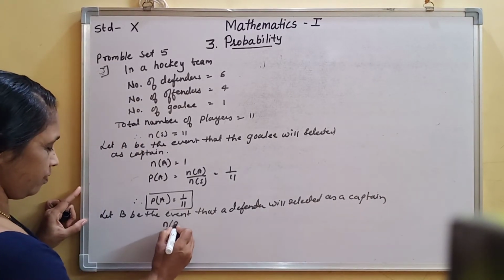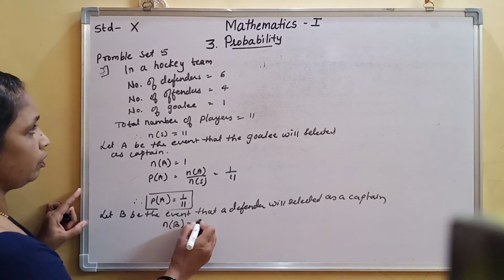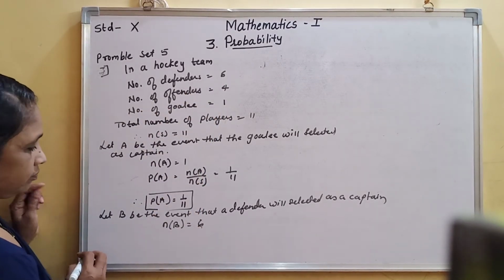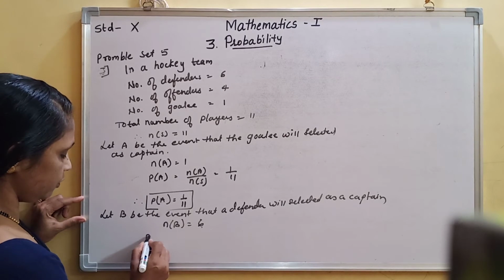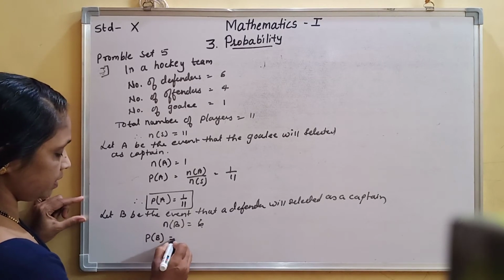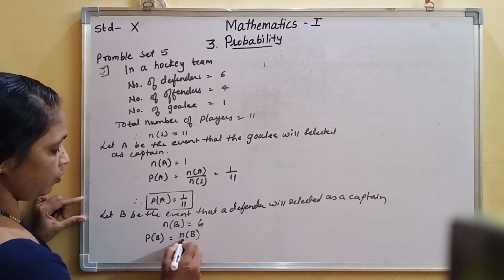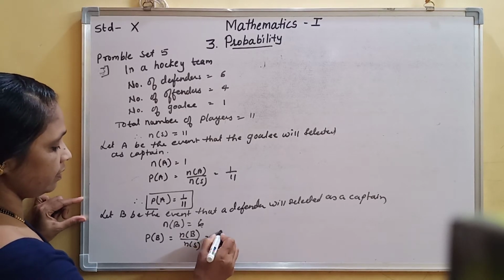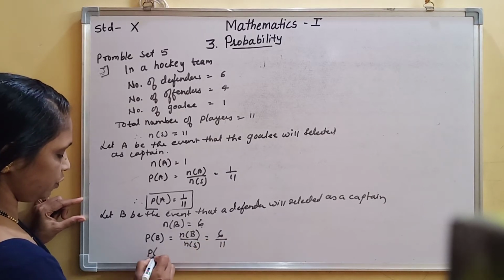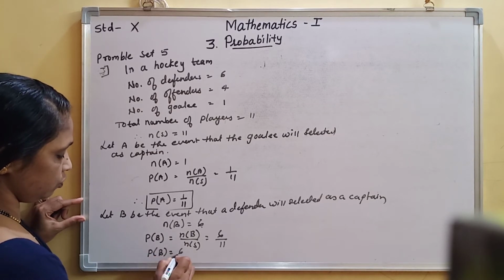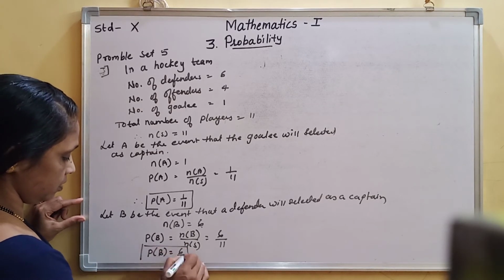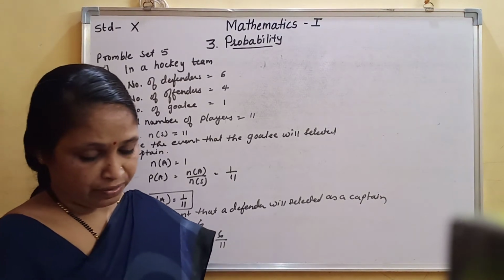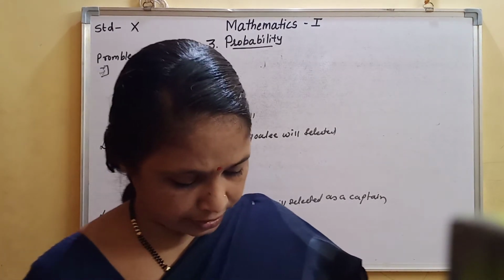N of B, which will be equal to how many defenders? 6. So probability of defenders will be N of B upon N of S, which is equal to 6 by 11. So probability of B is equal to 6 upon 11. Okay, like this you have to solve. Now next question number 4 it is.